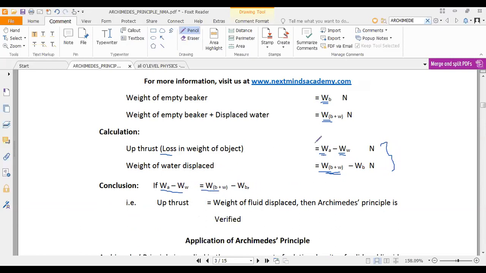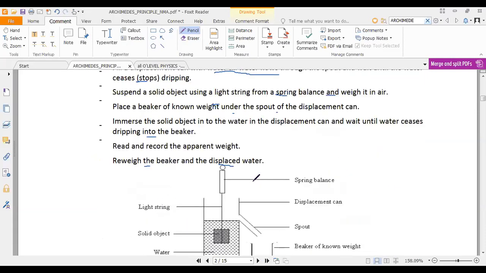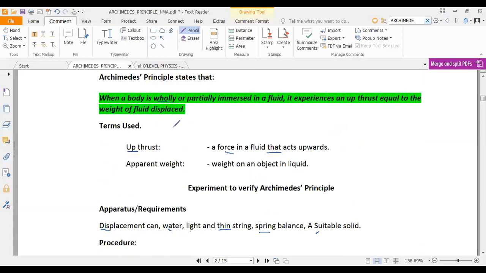So this is the apparent loss of weight of the solid when it is placed in the water, and this is the weight of the water displaced. So we therefore conclude that the upthrust is equivalent to the weight of the fluid displaced, and therefore this verifies Archimedes' principle, which says that when a solid is partially or wholly immersed in a fluid, it experiences an upthrust equal to the weight of the fluid displaced.